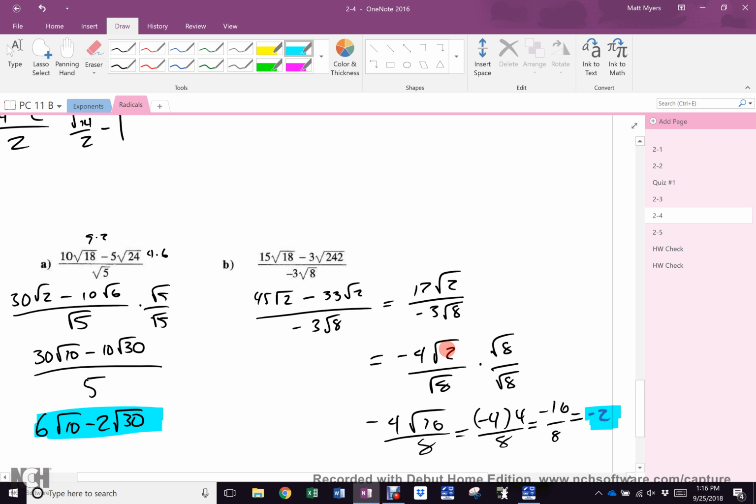Negative 4 root 2 over root 8, because the negative 3 is canceled out. Okay, rationalize the denominator. Root 8 over root 8. Root 8 times root 8 is 8. Root 2 times root 8 is root 16. The root of 16 is 4. Negative 4 times positive 4 is negative 16 over 8. Negative 16 divided by 8 is negative 2. Everybody good with dividing and multiplying?